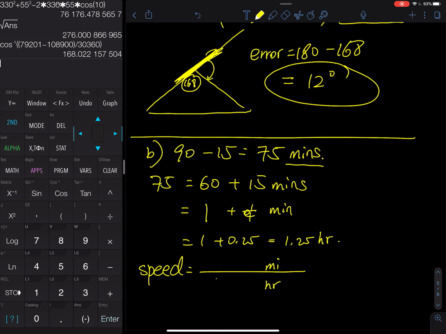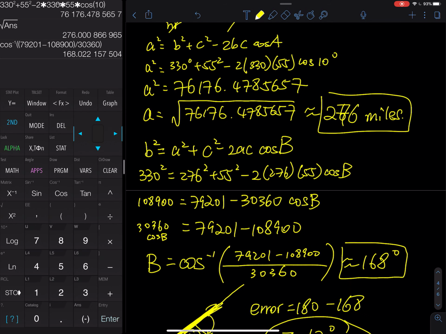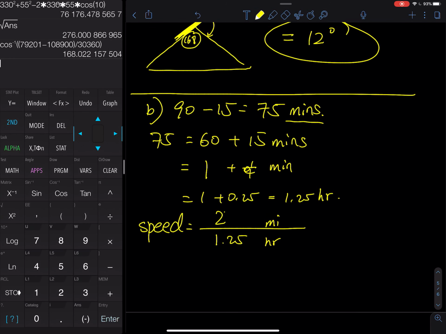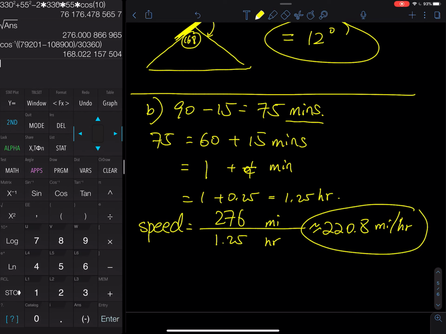You have 1.25 hours left, and then what is the distance between your current position and Louisville? We found that in the previous problem, the distance between your position and Louisville. So that is 276. So we have 276 divided by that. So now you have to go 220.8 miles per hour in order to arrive in Louisville on time. All right, so that will be all for this problem. I have one more problem for you. I will see you there.